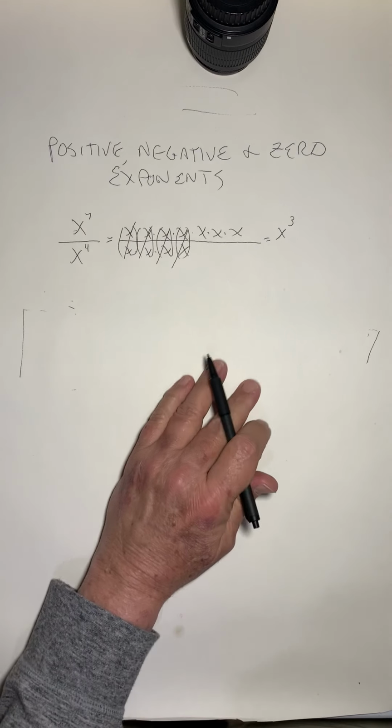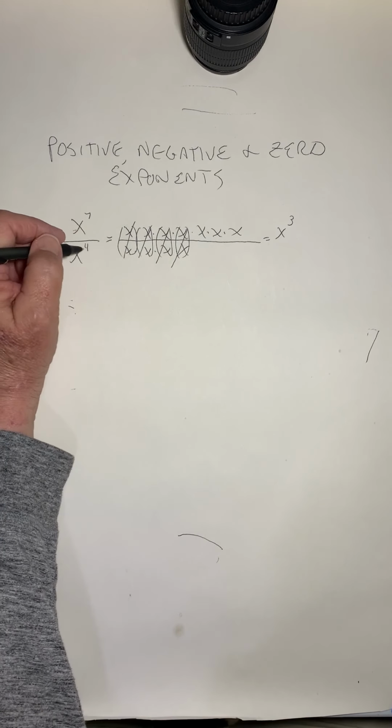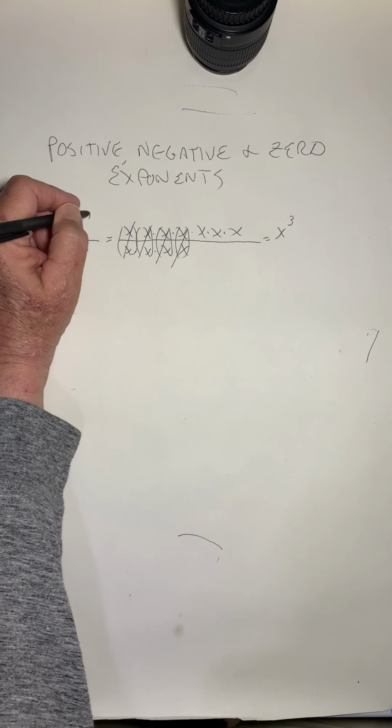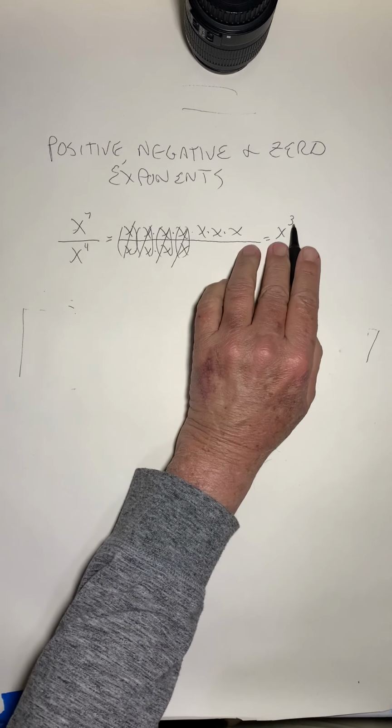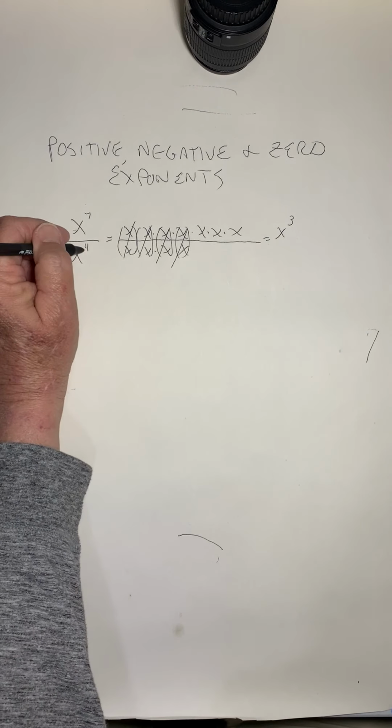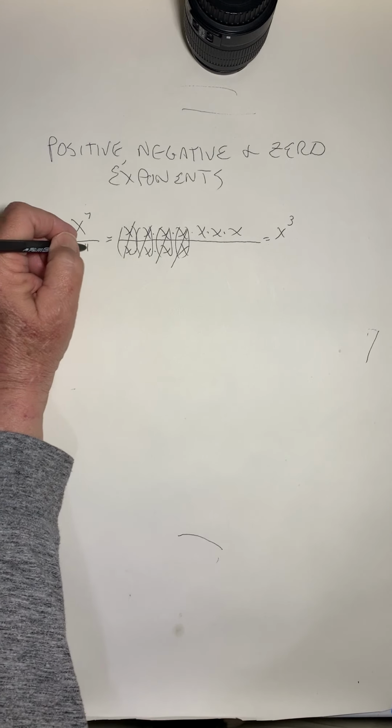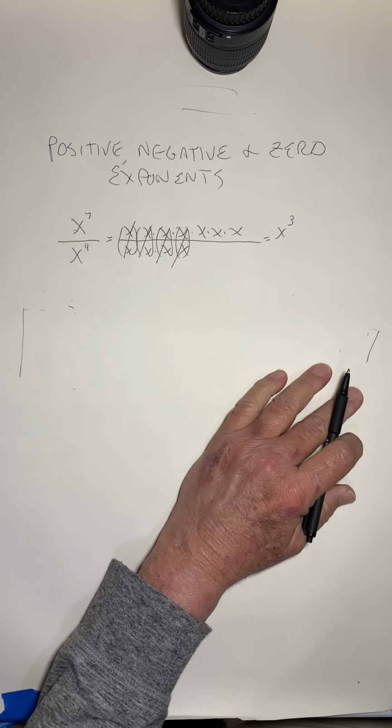This is the long way to do it. The quick way to do it is to say, well, look, these 4, I'm going to take from those 7 and leave 3. So 7 minus 4 is 3. If I subtract the 4 from the 7, I'll get 3.